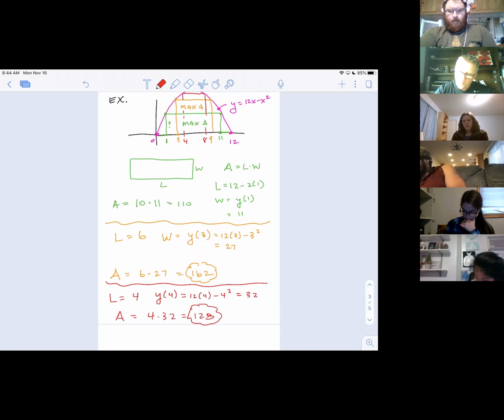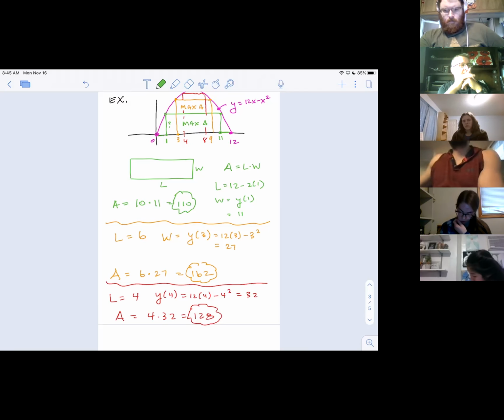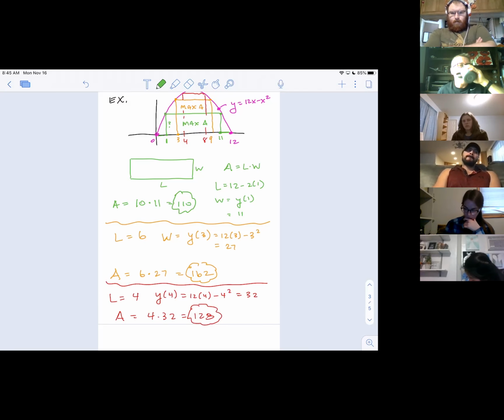Again, isn't that kind of cool that we now have 3 guesses at this? But 162 is better. I went to 4 and it started going back down. So I know for sure I went too far now. Is the answer between 3 and 4 then? Well, we still don't know that. Could be, but it could actually be before 3.